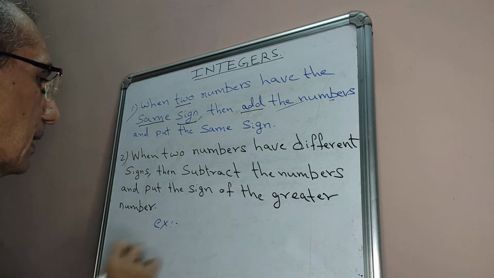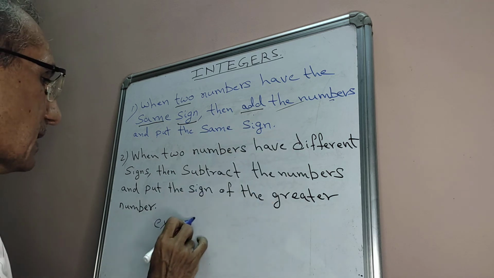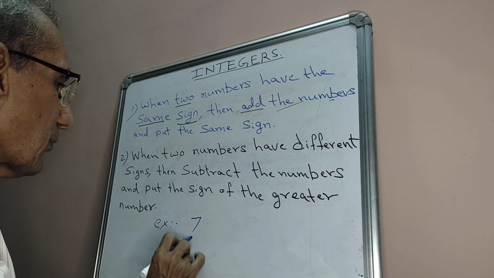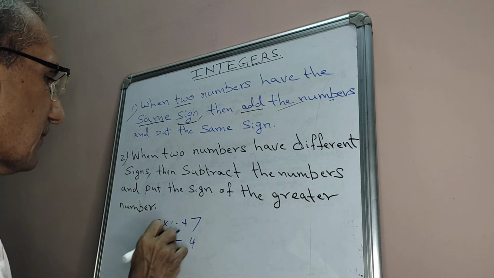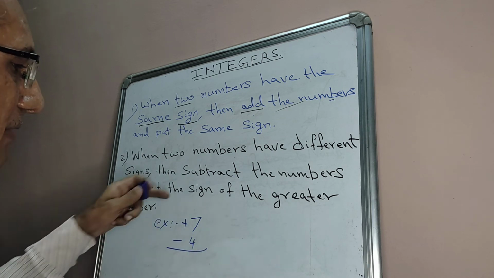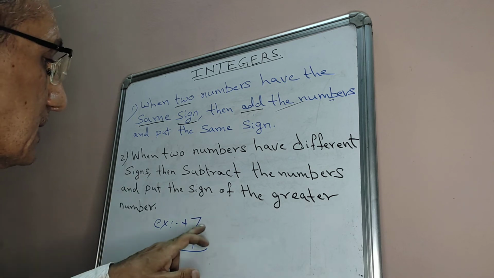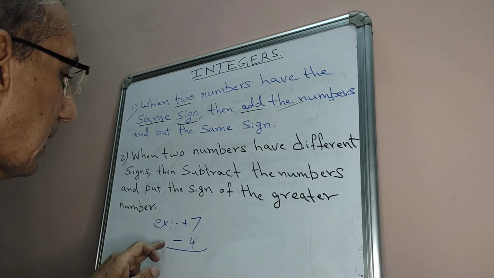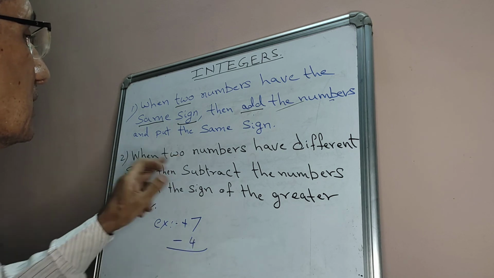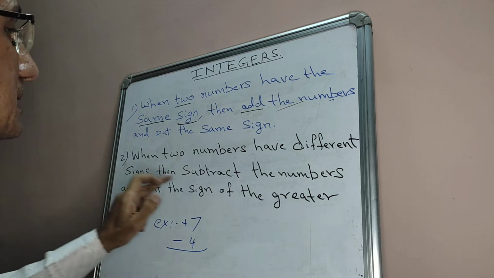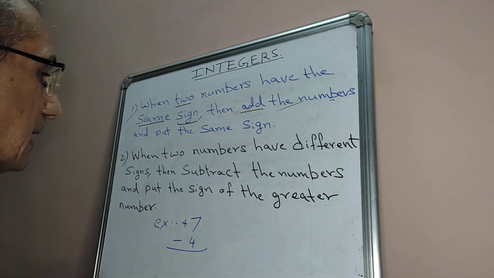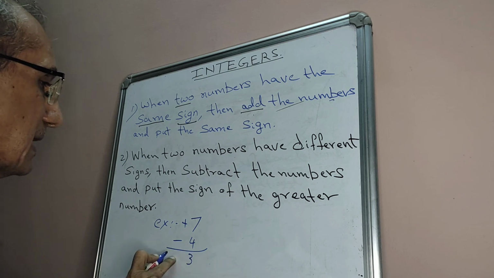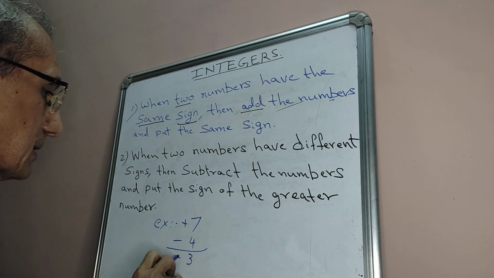Now two numbers have different signs. I'll take plus 7 and minus 4. Now they have different signs. The digit 7 has the plus sign and the digit 4 has the minus sign. So this rule says when two numbers have different signs, then subtract the numbers. 7 minus 4 is what? 3. And put the sign of the greater number, plus 3.